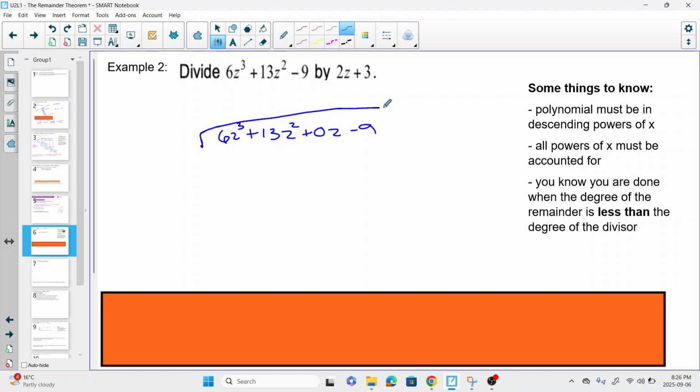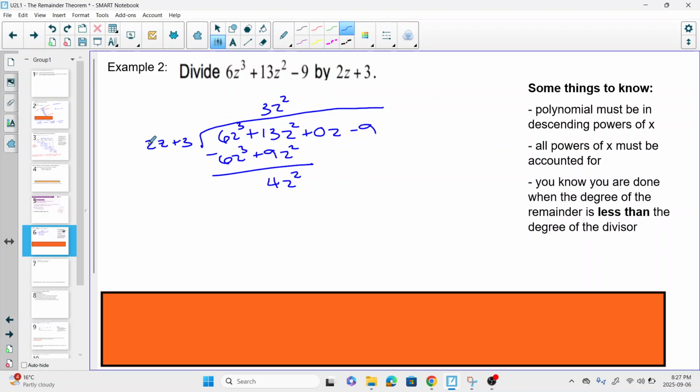And now we're dividing this by 2z plus 3. Okay, so we're going to go through the exact same process. What do I need to multiply 2z by to get 6z cubed? Well, I need to multiply it by 3z squared. So 3z squared times 2z is going to give me back 6z cubed. 3z squared multiplied by positive 3 is positive 9z squared. I'm going to subtract these. Those should cancel out, otherwise I've done something wrong. 13 minus 9 is 4, so I've got 4z squared.